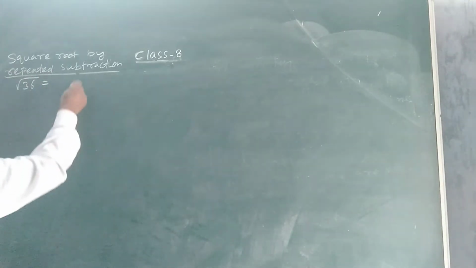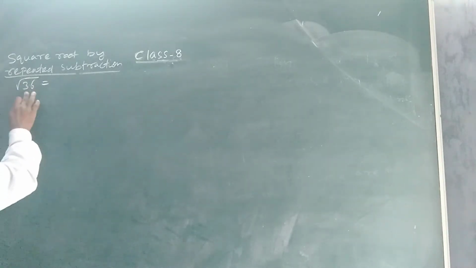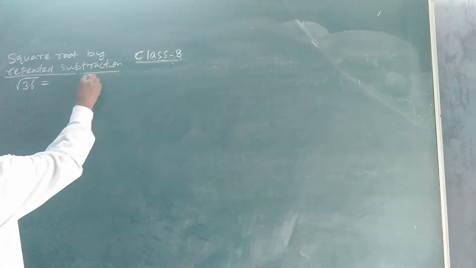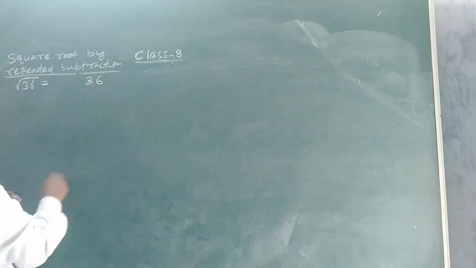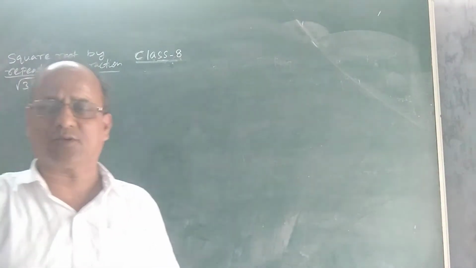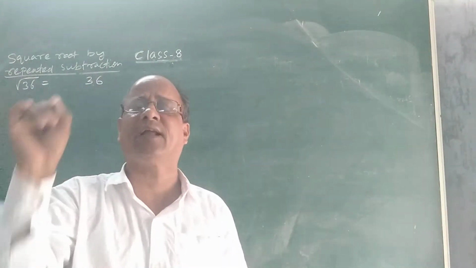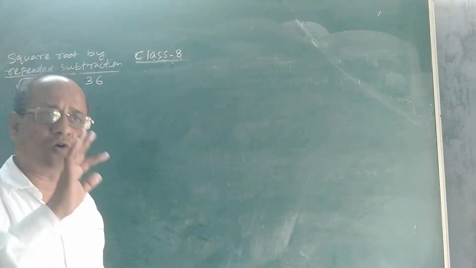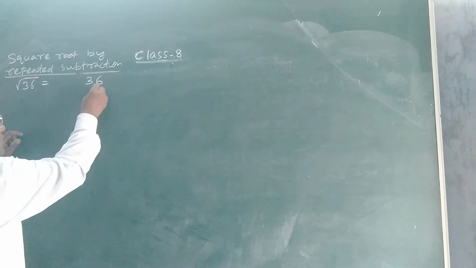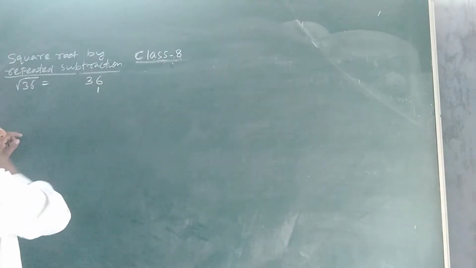So the process to find the square root of any perfect square or square number by repeated subtraction is this: we will subtract the odd natural numbers starting from 1. You know what odd natural numbers are? 1, 3, 5, 7, 9, 11, 13, etc. These are odd as well as natural numbers. So starting from the first odd natural number, which is 1.